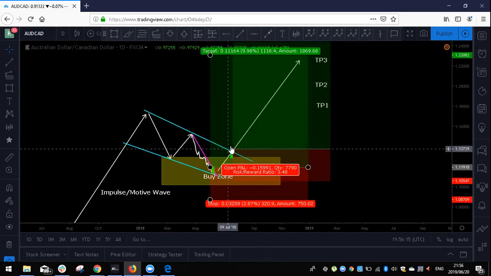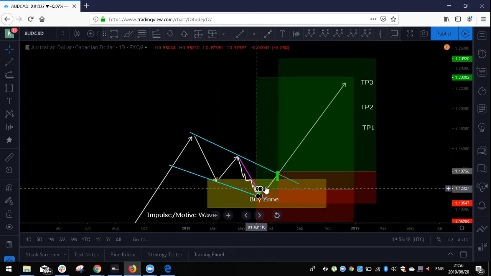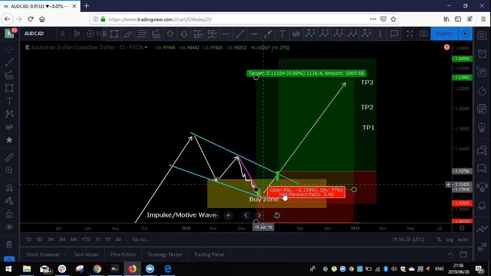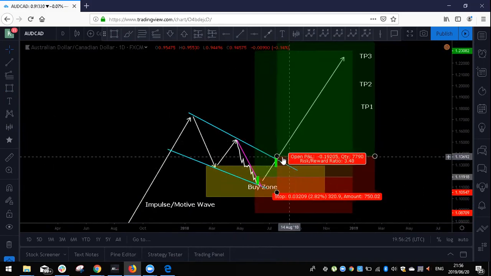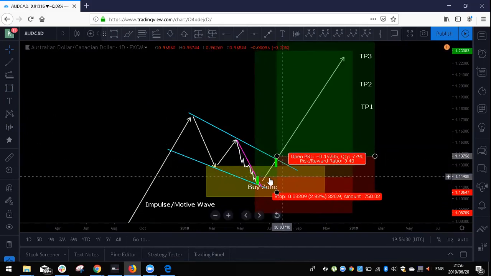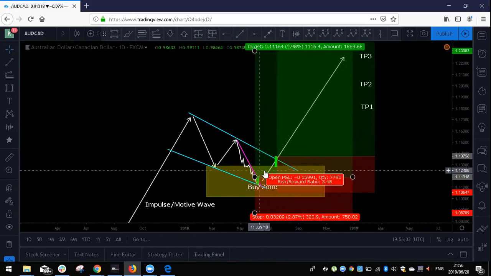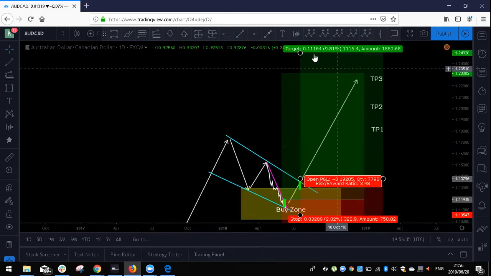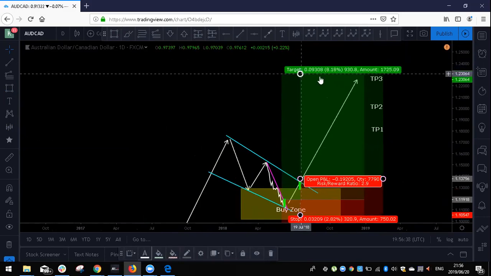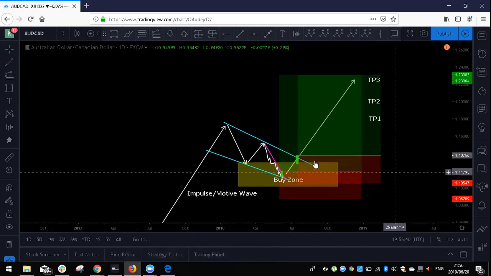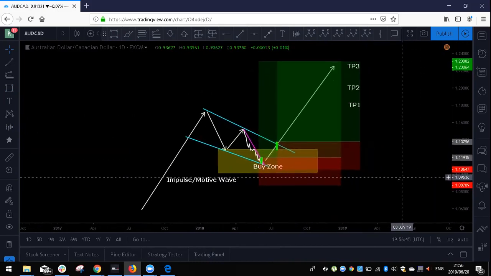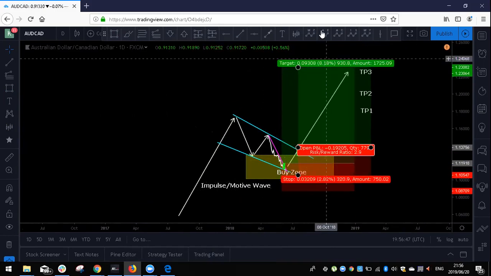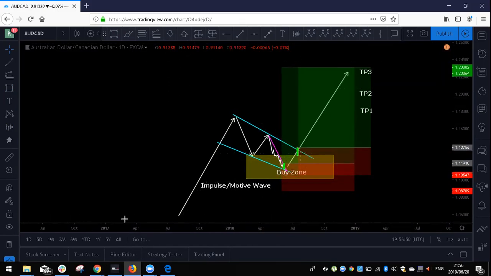But the stop loss for this one will be different. I'll put my stop loss inside the corrective structure. The reason why: in case I'm wrong, this one is going to end up maybe $5 in profit, so I end up not taking any loss. Usually the stop loss for this one will be at the entry point of the other one. So this is how I'll have my trade.